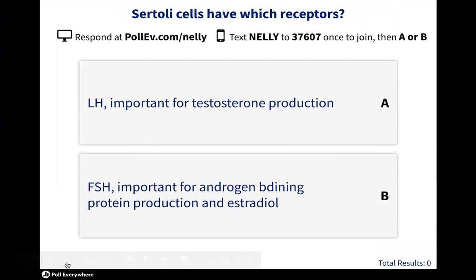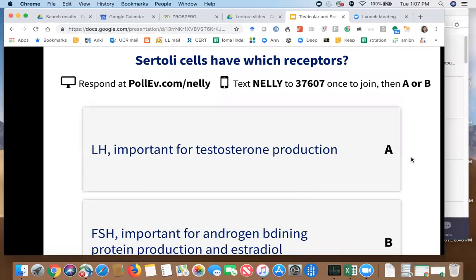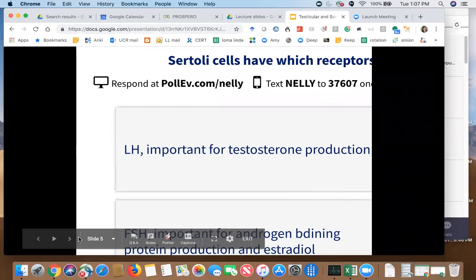Sertoli cells have which receptors? LH, which is important for testosterone production, or FSH, important for androgen-binding protein production, and estradiol. Most people thought B, FSH. Good.